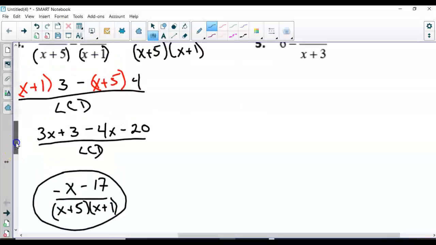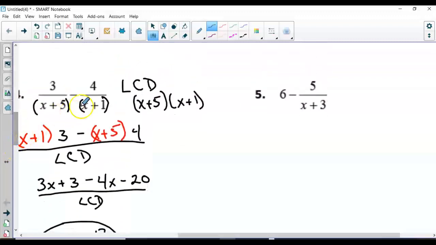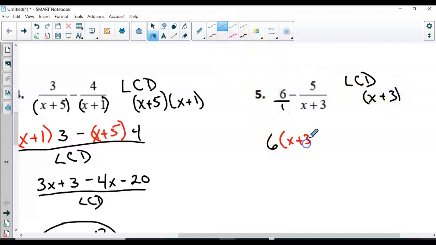Okay, let's move on to number 5. Number 5, 6 has a denominator of 1. Any whole number, we can always put it over 1. So 1 and x plus 3 is our LCD. So the LCD is x plus 3. So I need to take 6 and multiply it times x plus 3. And that's minus 5 all over our LCD.